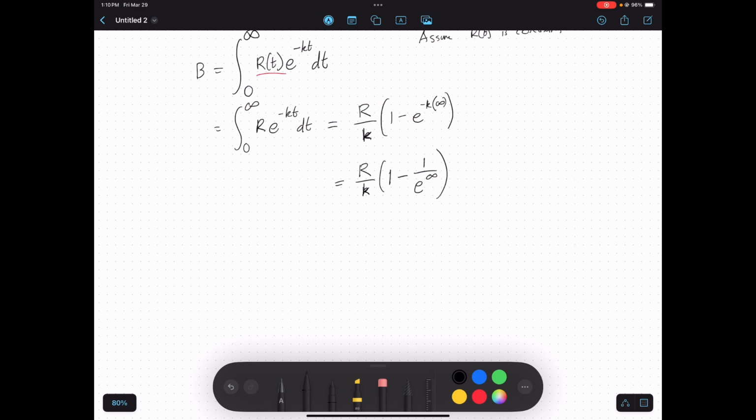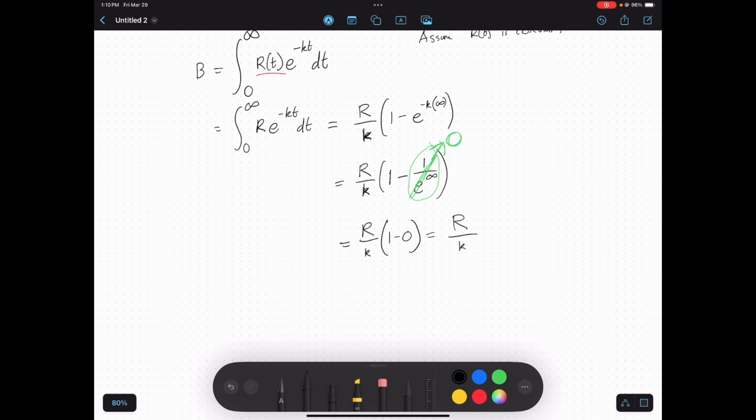So what's happening to the denominator of this fraction? The denominator is getting huge because I have this e to an infinite power. My denominator is getting huge and my numerator is staying constant. So what's happening to this fraction? It's approaching 0. That means that all that I'm left with is r over k times 1 minus 0. Well, 1 minus 0 is just 1, and all I'm left with is r over k.